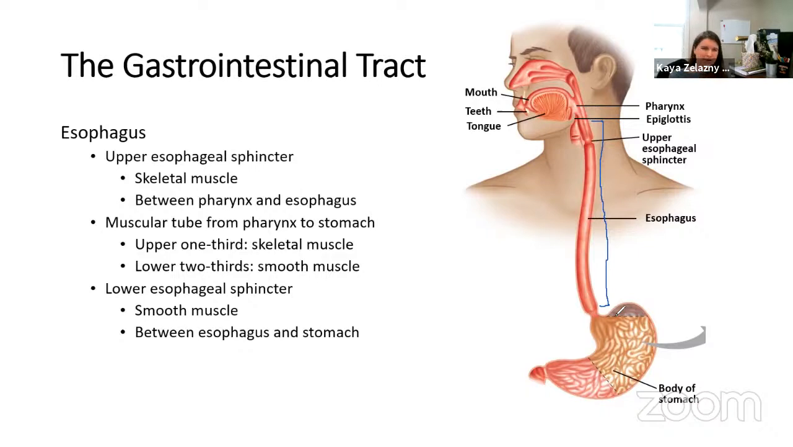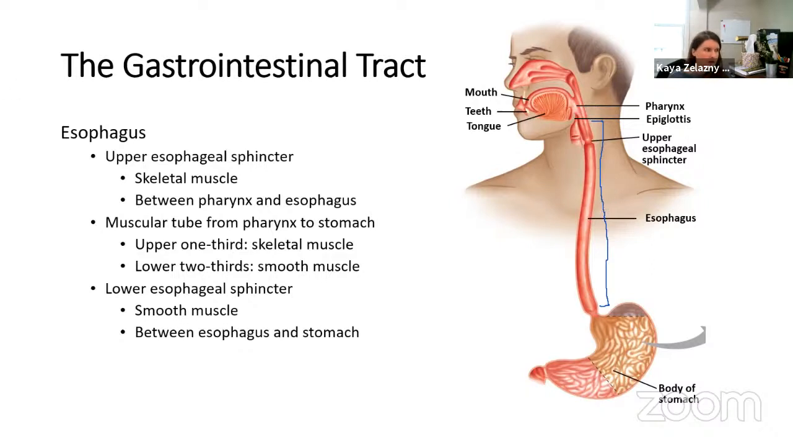You don't think about, if you take a big pill in the morning, you don't have to think for the next half hour about, am I squeezing my esophagus enough to get it down to my stomach? No, we have smooth muscle that is responsible for the contractions farther down.